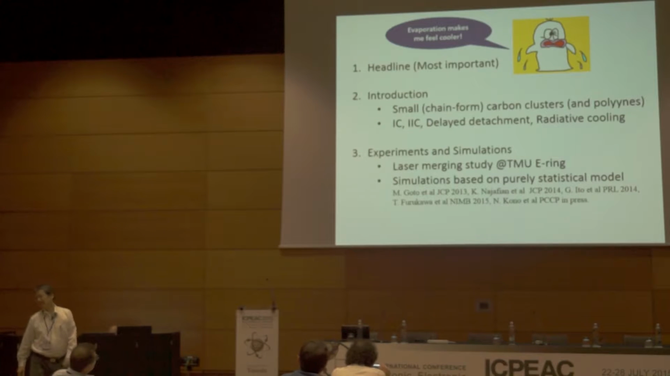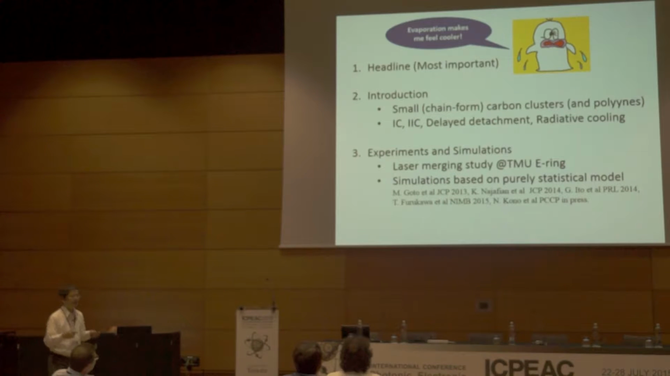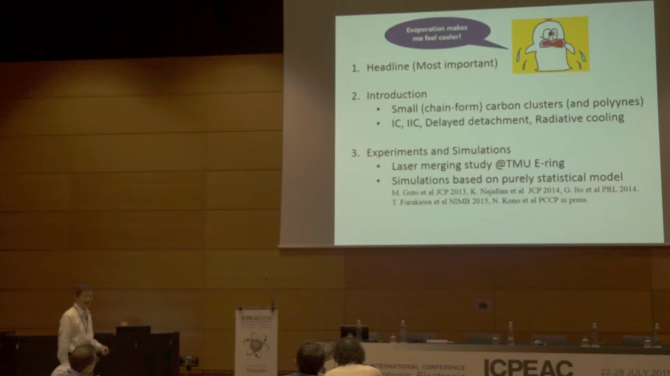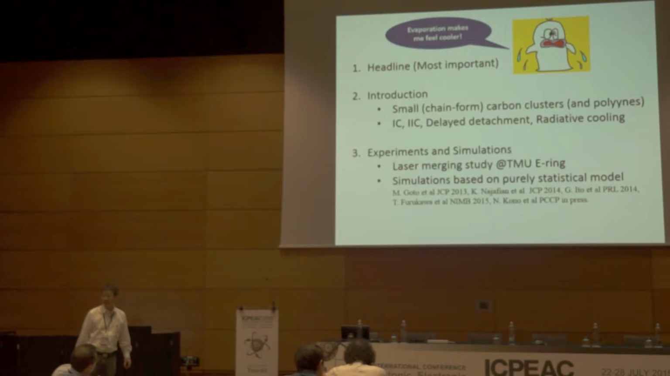So this is the outline. I'd like to start with some words on the carbon clusters, the small ones. It's a chain form, and the polyenes have a hydrogen at one end. The relevant molecular processes I'd like to mention are internal conversion and its inverse process, inverse internal conversion, and delayed electron detachment or radiative cooling. The experiment we are doing is a laser merging study using an electron-ion storage ring, and we conducted simulations based on a purely statistical model.